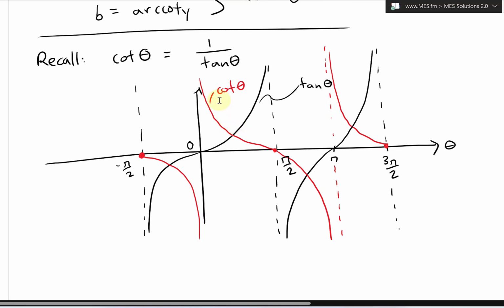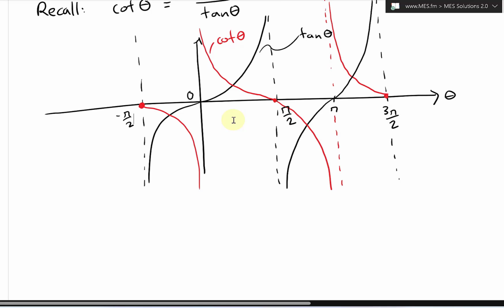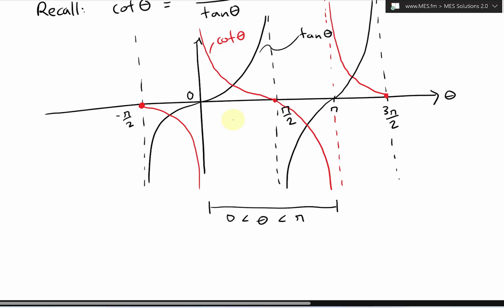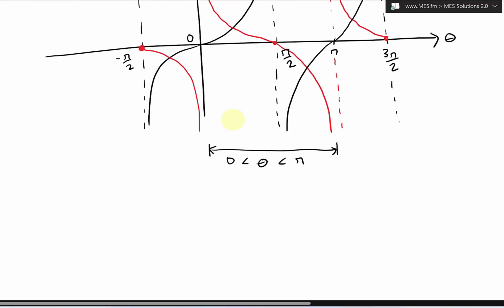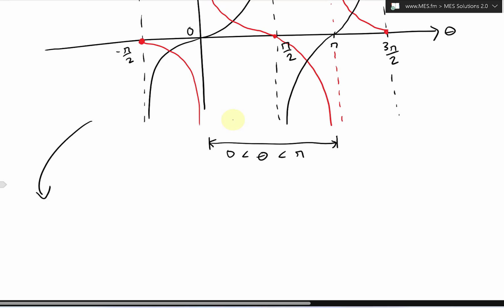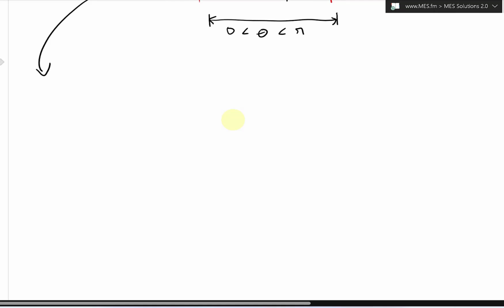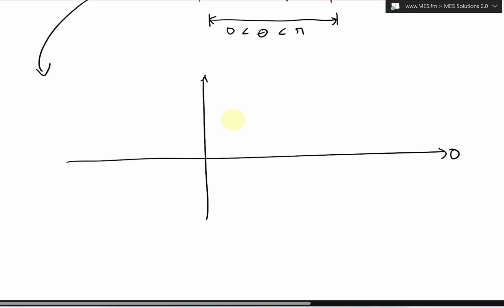And then to get a one-to-one function of the arc, or the inverse cotangent, we're going to have to look at, well, typically what's picked is this section right here from 0 to pi. It's from 0 to theta less than pi. And we're going to take this section and then do the inverse of it. So, put it down here, we're going to get a function that looks like this. So let's just write this out here. This is our theta.